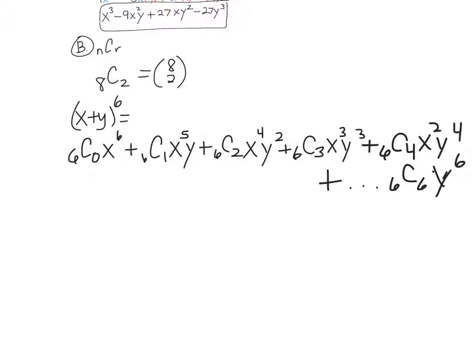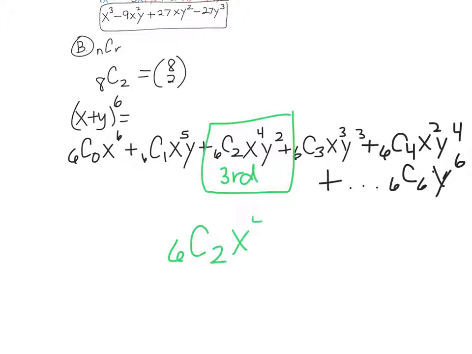Now, let's notice a couple of things. Let's look at the third term. This is the third term right here. The third term is 6c2, where x is to the 4th and y is squared. Now notice things that match up here. First of all, the third term is 6c2. It's not 6c3 because you start at 0: 0, 1, 2.